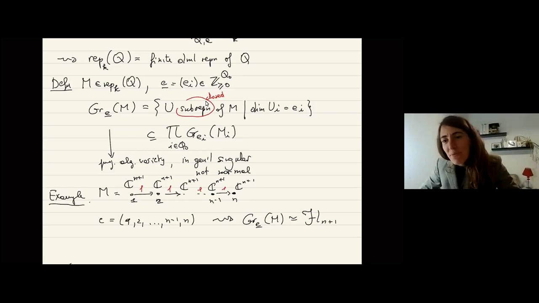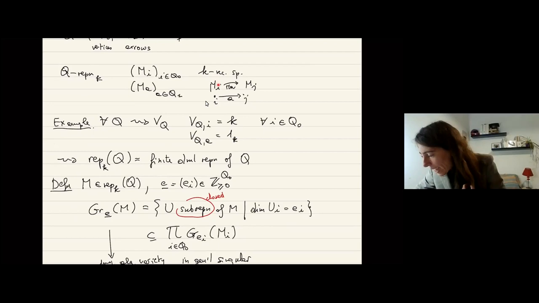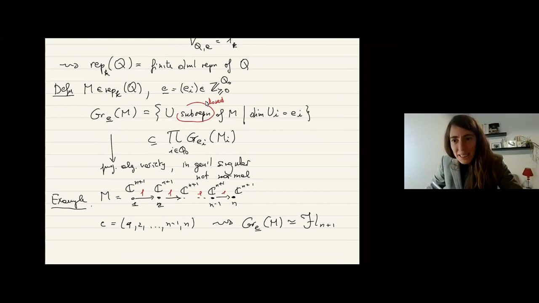You can just explicitly say, I have a collection of vector spaces such that whenever I apply the map, let's say here I have U_i and U_j, and then I want M_α of U_i to be contained in U_j. Okay, all right. So that's exactly what the sub-object is.